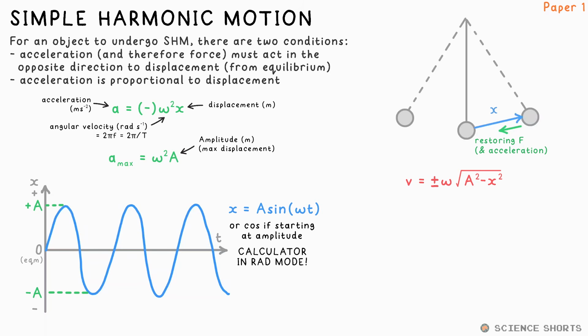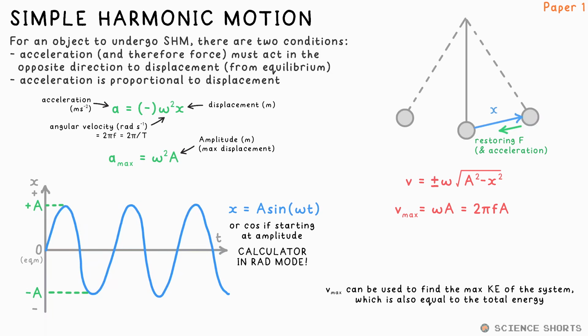Luckily, it's fairly unlikely you'll have to use this, as more often than not, we're just concerned with the maximum velocity, which has to be at equilibrium. That's where x equals 0. So that means v max equals omega A, or 2 pi f A. This is an important equation because it allows us to find the maximum kinetic energy if we use this speed in half mv squared, and the maximum kinetic energy is equal to the total energy of the system.